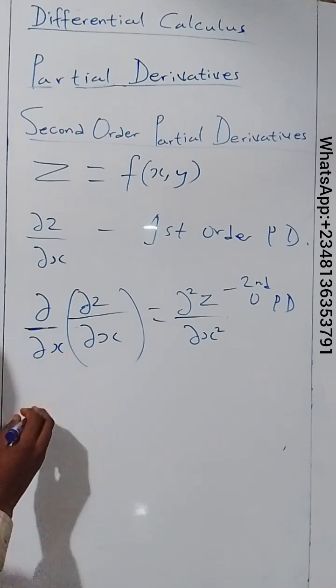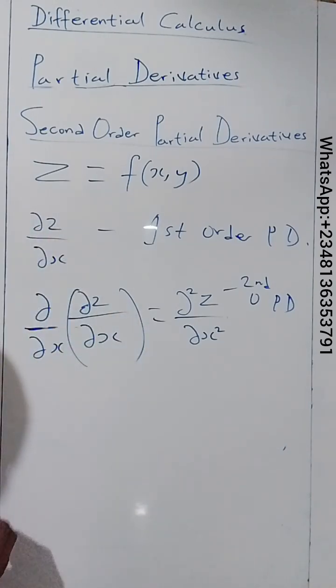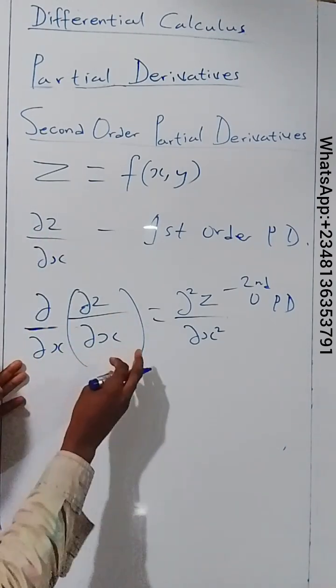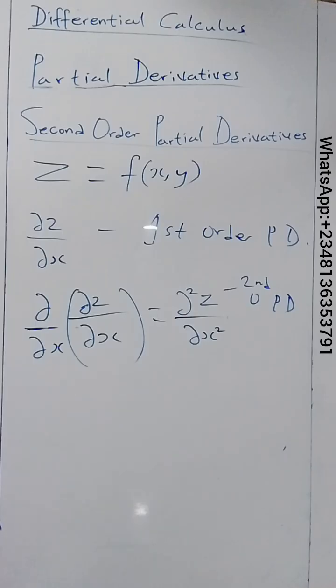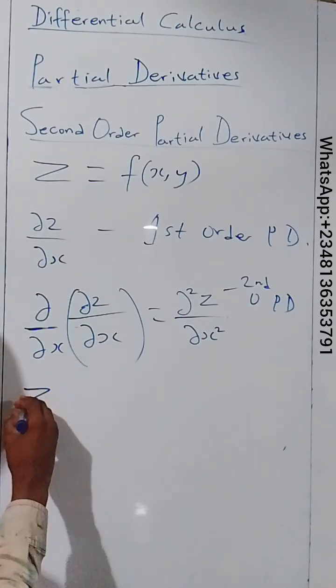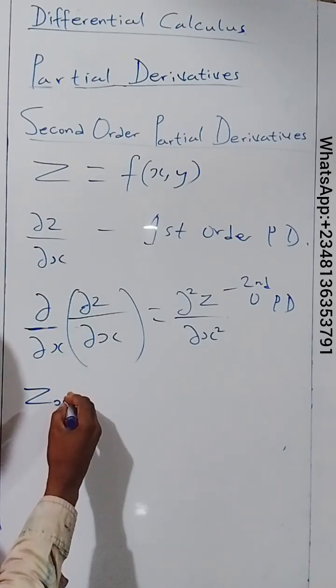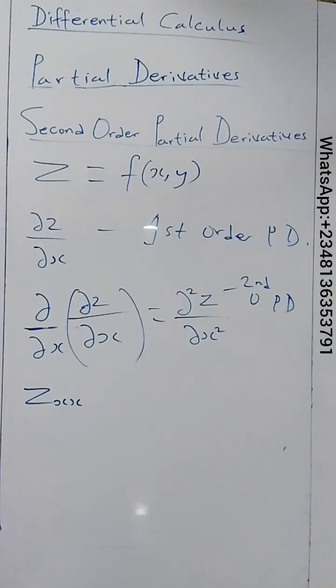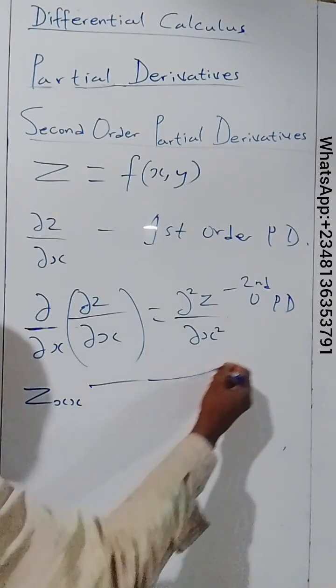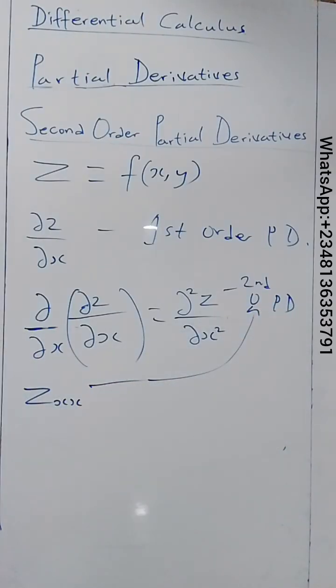Another notation we use, this one is with respect to x, is z sub xx. So this also refers to our second order partial derivatives.